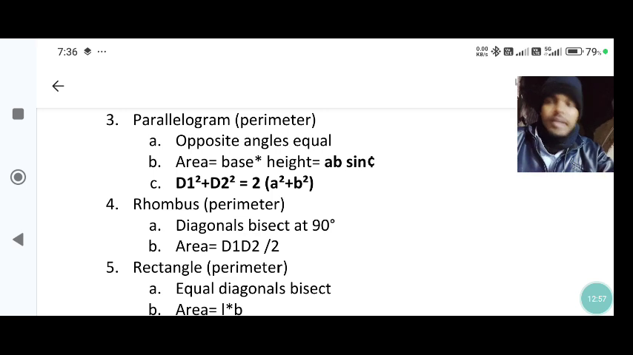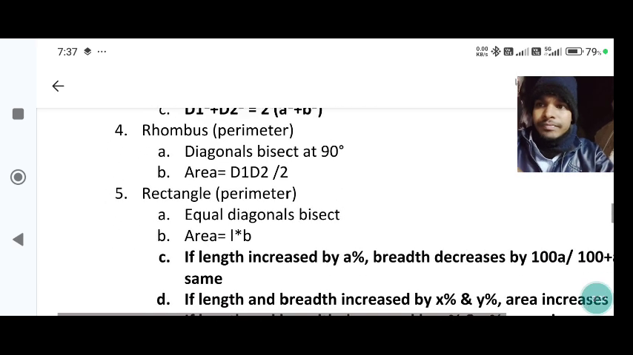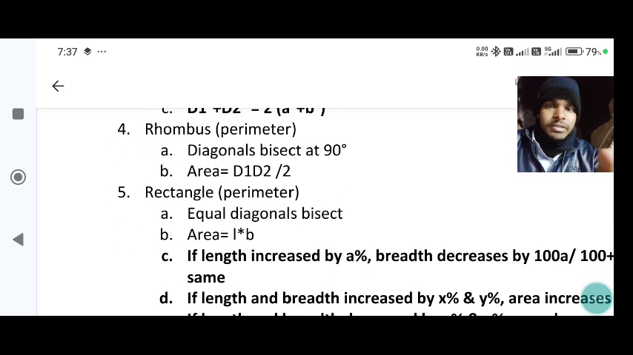It is also true that d1 square plus d2 square is equal to twice of a square plus b square, where d1 and d2 are the diagonals. The sum of the squares of the two diagonals is equal to the sum of the squares of the sides. So this equation holds only for a parallelogram. For a rhombus, perimeter is equal to 4a, and in this the diagonals bisect at 90 degrees.